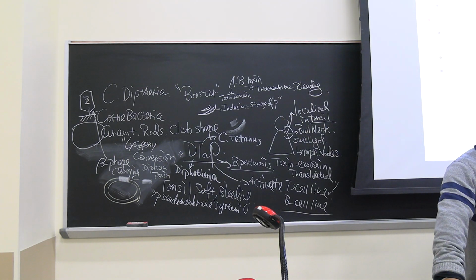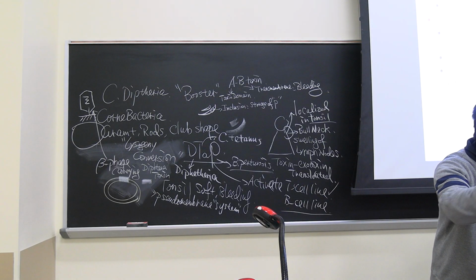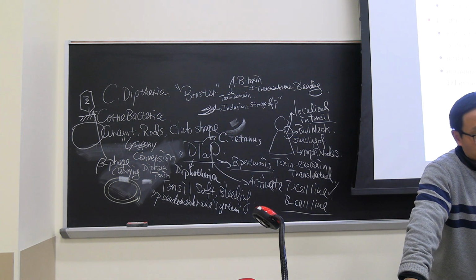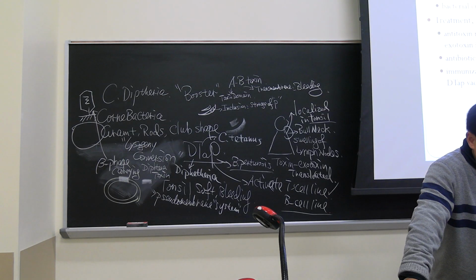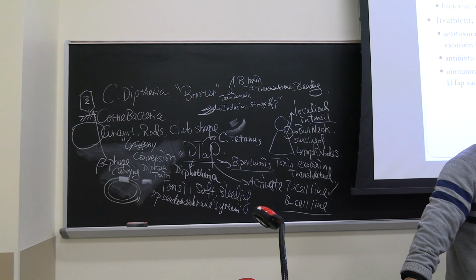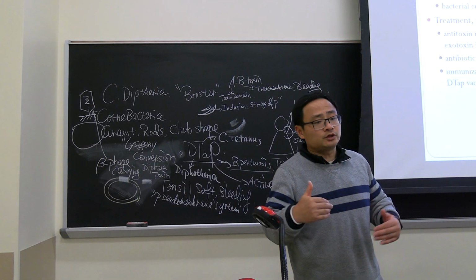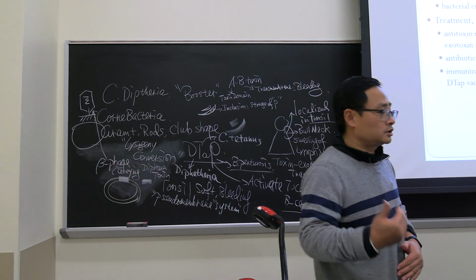Now, what should we do if you have these symptoms? Of course we need to use antibiotics. There is no question about that. But at the same time, we also need to use antitoxin because there is diphtheria toxin. Antibiotics and antitoxin have to be used at the same time because antitoxin can neutralize the diphtheria toxin.